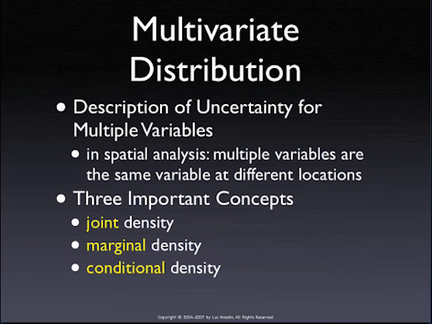If the marginals are normal, the joint is normal. That's not the case for most other distributions. And so then things get very complicated.